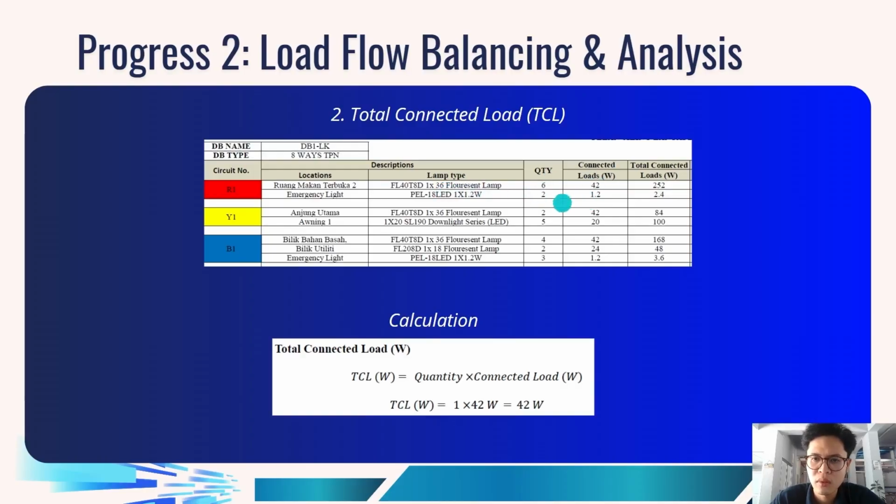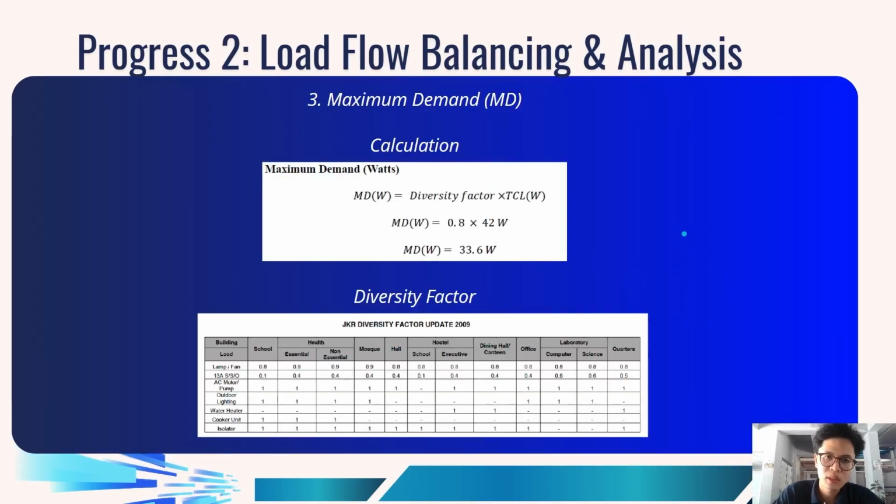So in the connected load, we have to add 6 watts because of the ballast. While for LED, it will be the same as the stated wattage, which is 1.2. The same will be used in other DBs for socket and air conditioner. So the third one is for maximum demand.